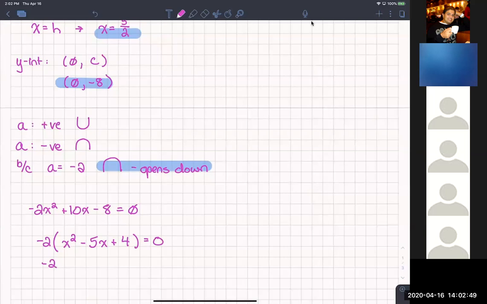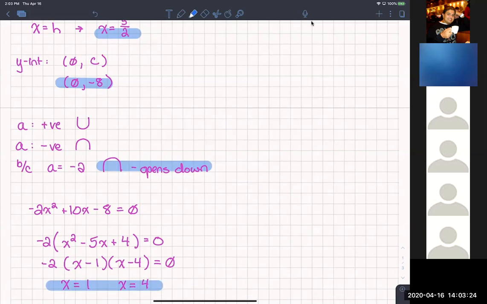And when we factor x squared minus 5x plus 4, remember we're looking for two numbers that multiply to give us 4, but add to give us negative 5. And if you do your chart, you get negative 1 and negative 4. And when you set each one of these binomials that we found equal to 0, we get x equals 1 and x equals 4. So those are my x-intercepts. Okay.